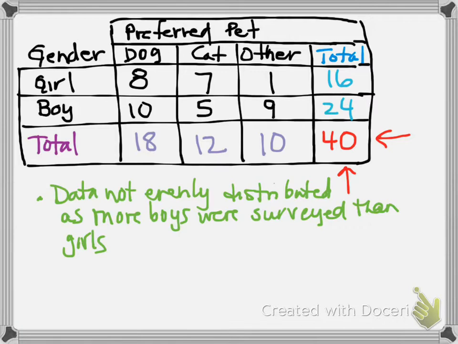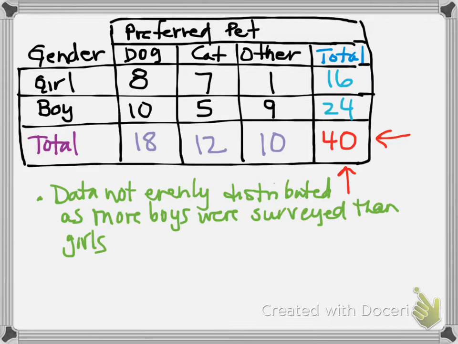So that's something when you're analyzing data, you need to look at distribution. Was the sample evenly distributed amongst the 2 groups? Now, we don't care about the dogs, the cats, and the other animals. We're looking at the groups of people that were surveyed. That's the important group, okay?